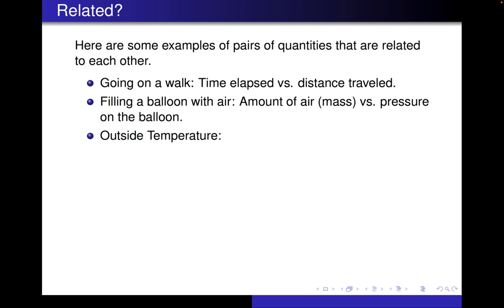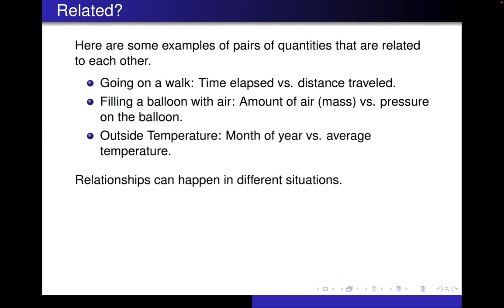And then you could think of the outside temperature, like outside of a building, for instance. That's going to depend on the month of the year, so what season we're in, and the average temperature. Those two things are going to be related. Different months of the year are going to give you a different average outside temperature. So there are lots of ways that these relationships can come about.